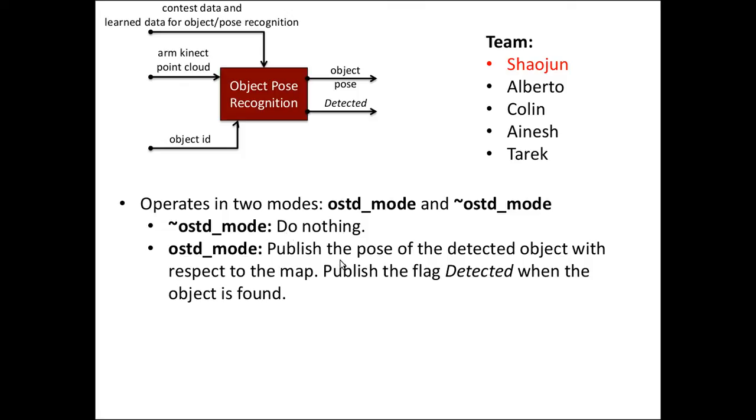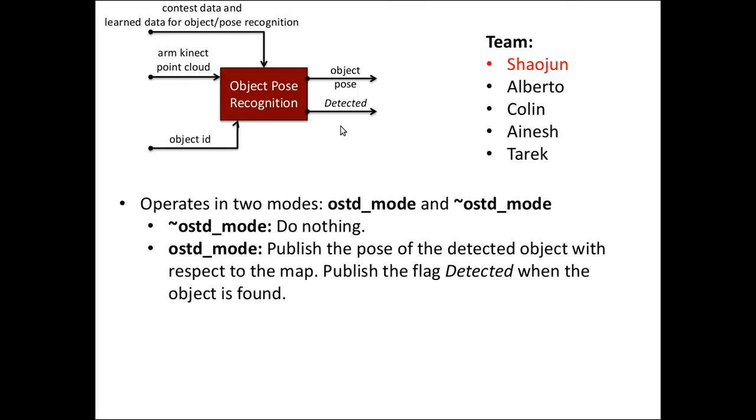When it is in standard mode, we try and publish the pose of the detected object with respect to the map. In addition to publishing the pose of the object, it also will publish the detected flag. When the object is found, this system will publish this information saying that the object has been detected.